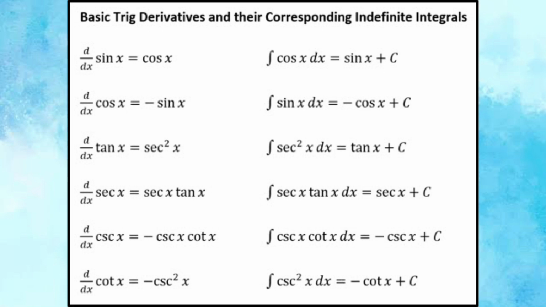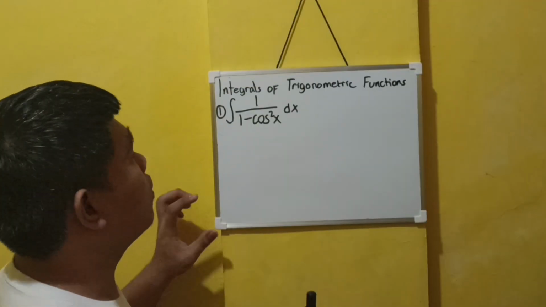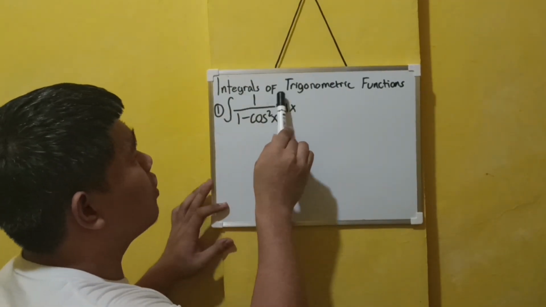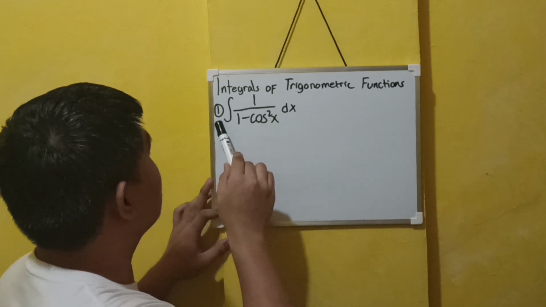The integral of secant squared x dx is tangent x plus c. The integral of secant x tangent x dx is equal to secant x plus c. The integral of cosecant squared x dx is negative cotangent x plus c. And the integral of cosecant x cotangent x dx is equal to negative cosecant x plus c. Let's now integrate the trigonometric functions by using the mentioned integrals.